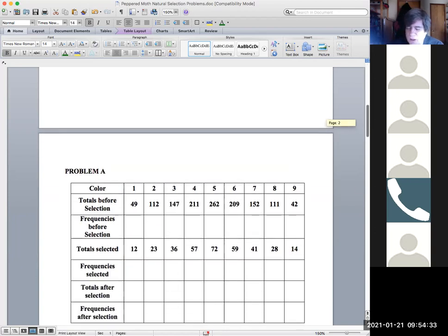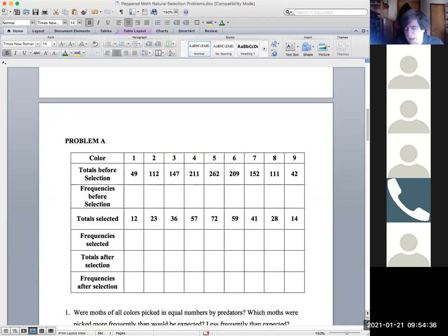So let's look at a chart, and our chart is going to have 6 rows on it. So actually 7, I guess, if we count the colors. So the 9 colors are listed up above.